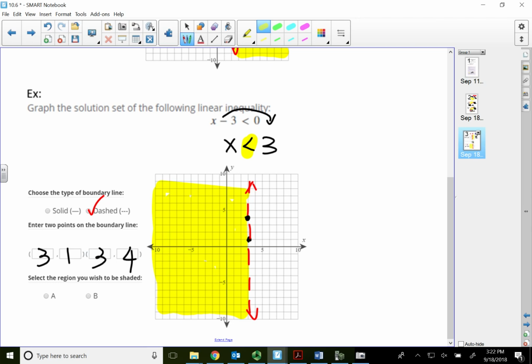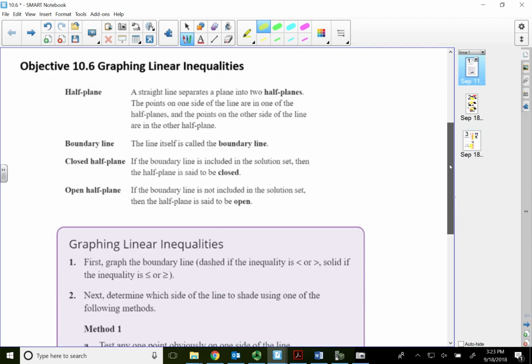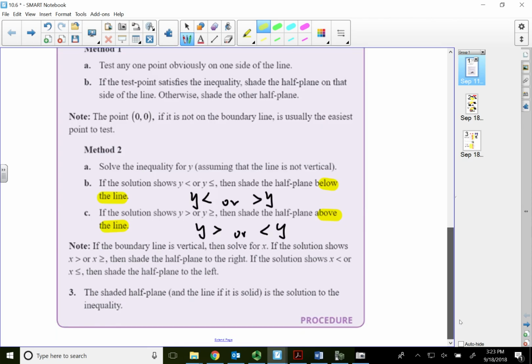All right, so in this lecture video, we talked about how to graph linear inequalities, where we have to end up shading the half plane that will actually satisfy the inequality, where the points in that half plane will satisfy my inequality. All right.